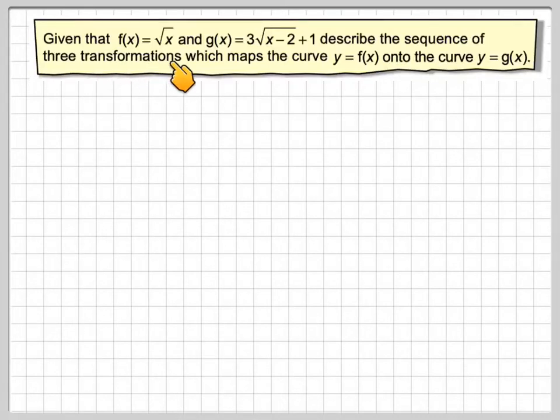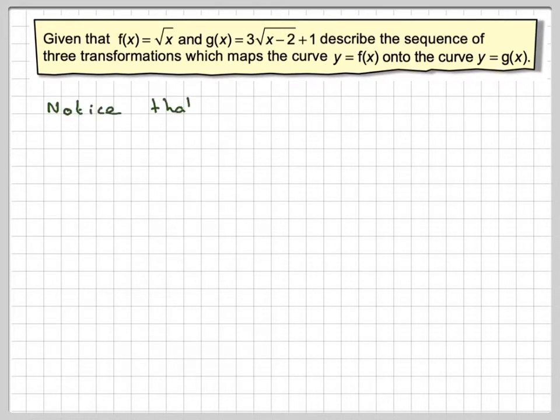Given that f(x) is root x and g(x) is 3 root (x minus 2) plus 1, describe the sequence of 3 transformations which maps the curve y equals f(x) onto the curve y equals g(x).